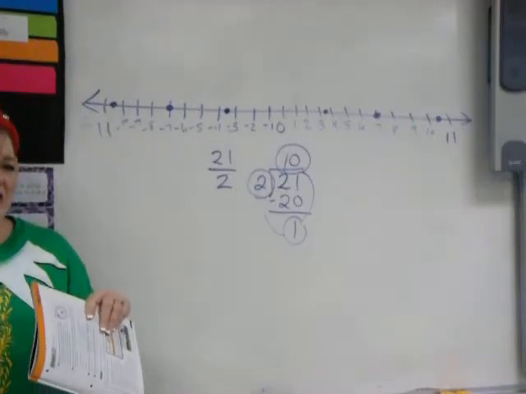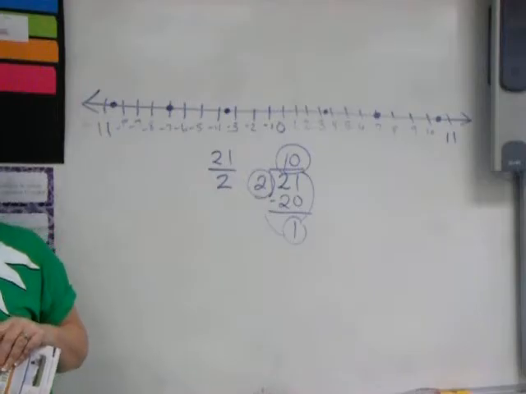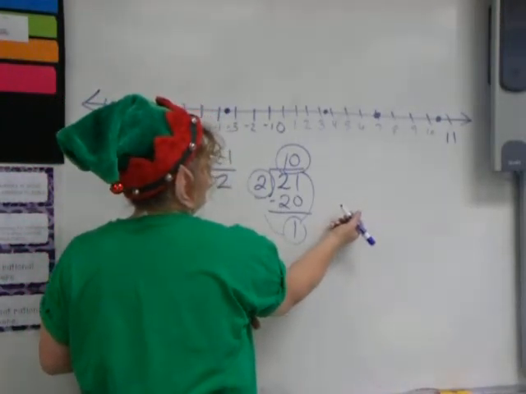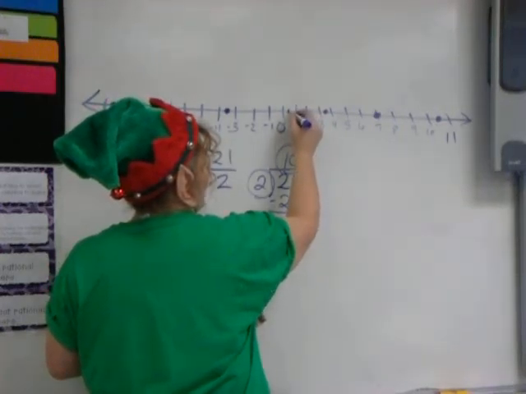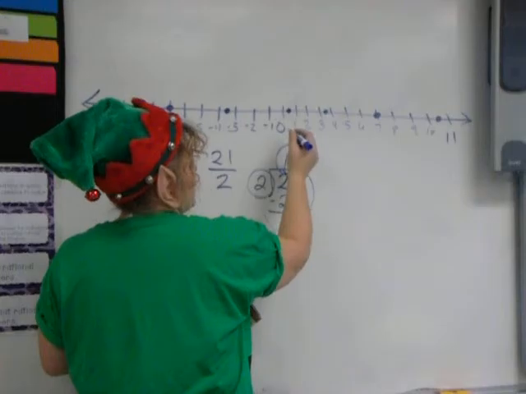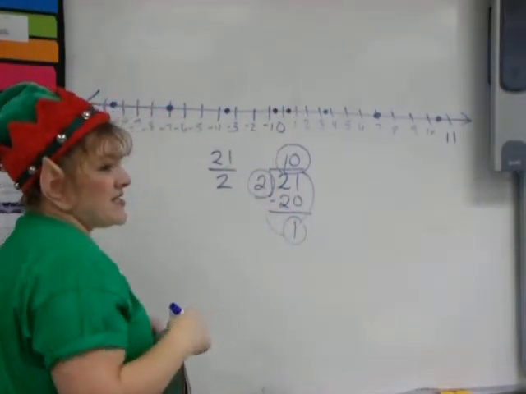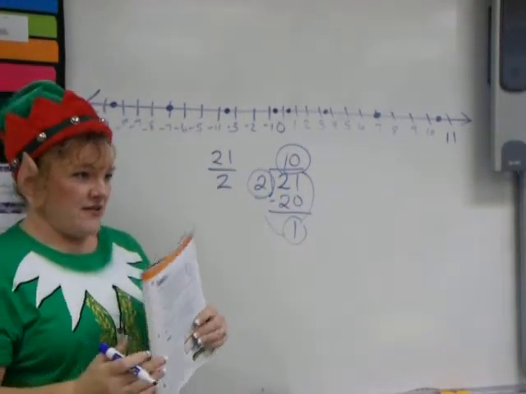And then the last pair is negative 1 half and positive 1 half. Where will I find positive 1 half? Well, what is it? Between 0 and 1 is 1 half. Between 0 and negative 1 is negative 1 half. So they're the same distance from 0, just in opposite directions.